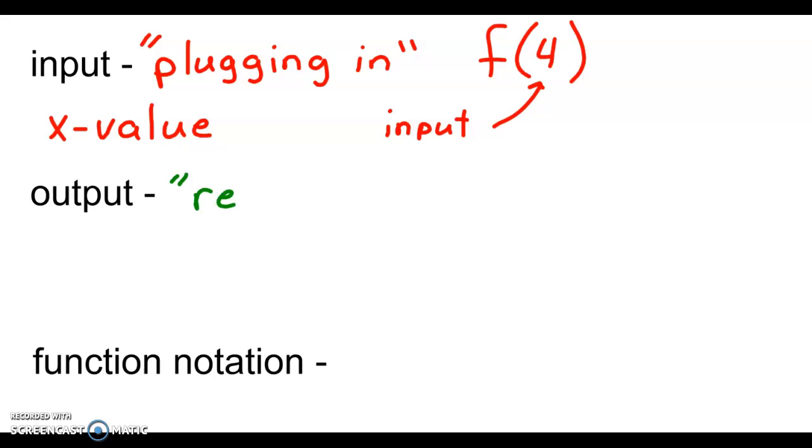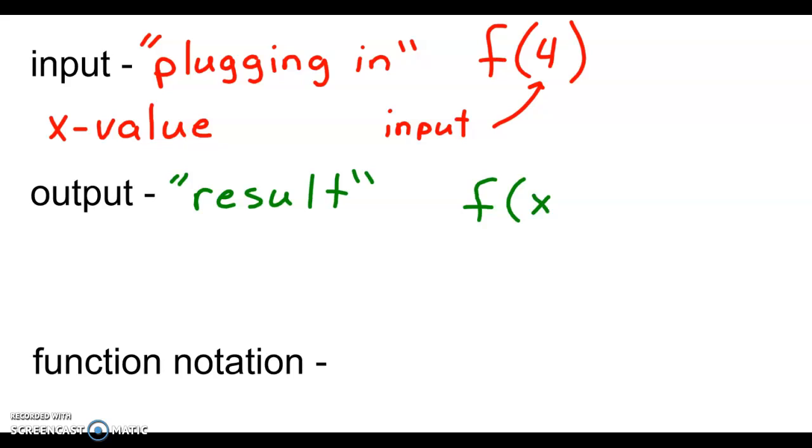And then the output is kind of your result. When we plug something into that equation, the output is what comes out of it. So it's kind of like a little machine. You throw something in the machine, you let it do its job, and then it spits something out at the end that it made for us. That's going to be the result of what that function did to that value we plugged in. So that output is your result from plugging something in.